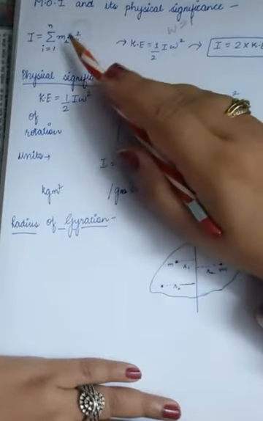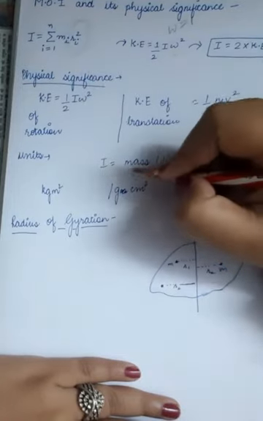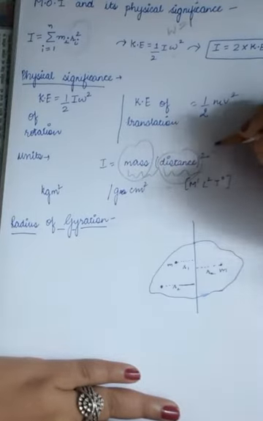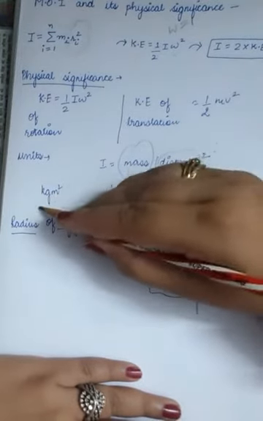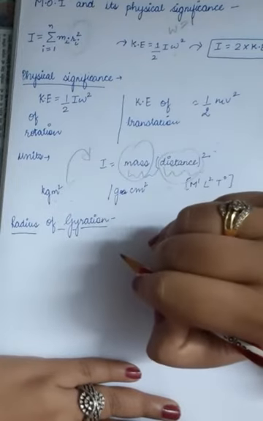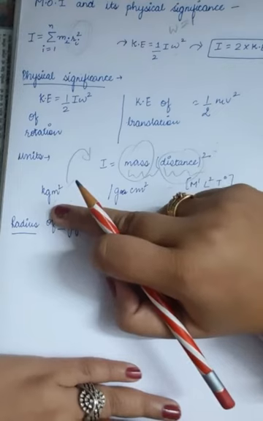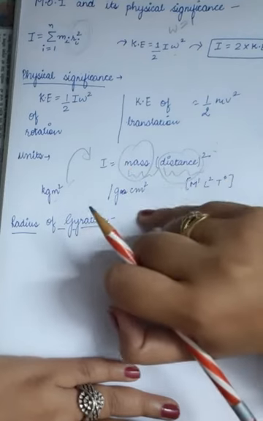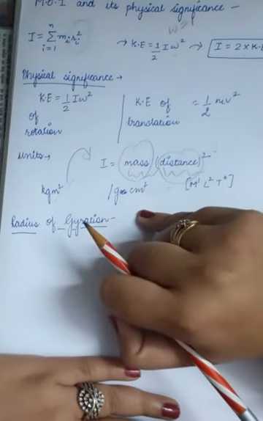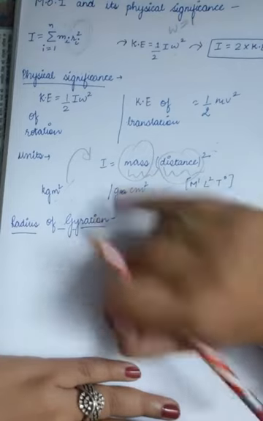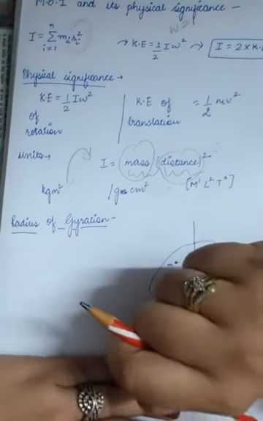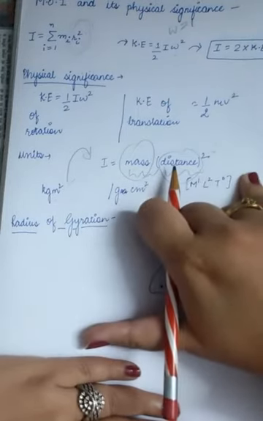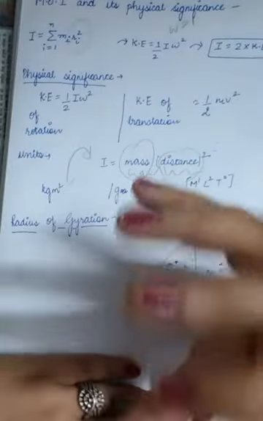And what are its units? Since it is equal to mi ri square, its units are mass into distance whole square. Mass is measured in kg, distance whole square is measured in meter square. So kg meter square is the unit of moment of inertia. This is the SI unit. And when you talk about the CGS unit, of course mass is measured in grams and distance is measured in centimeters. So yes, gram centimeter square is the CGS unit of moment of inertia. And the dimensional formula is M L square T^0. So yes, this is all about moment of inertia.